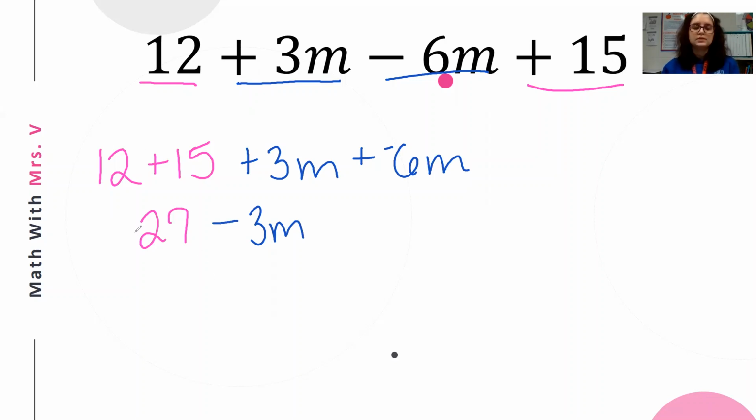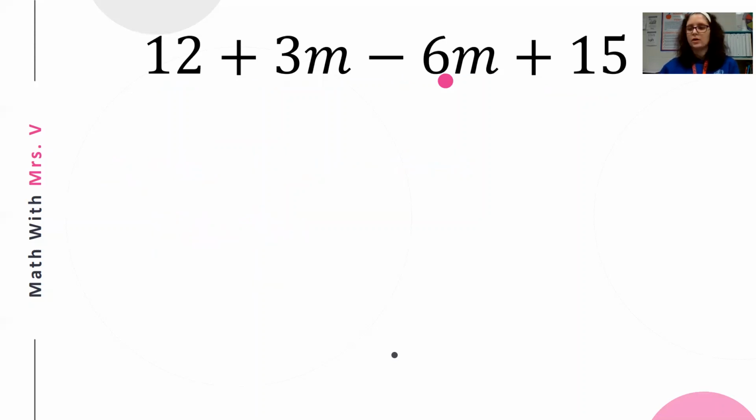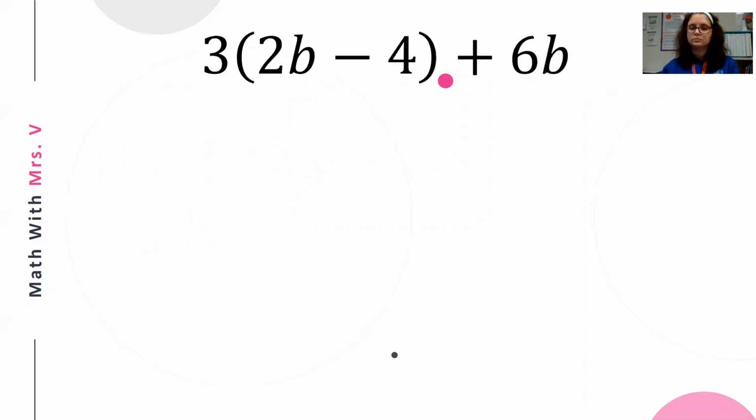So this is a good answer, 27 minus 3m, but my best answer puts the term with the variable first. So this subtract will become a negative, and the 27 is positive, so we will have a plus 27. So 27 minus 3m is a very good answer. Our better answer is negative 3m plus 27. Okay, let's go on to our next example.